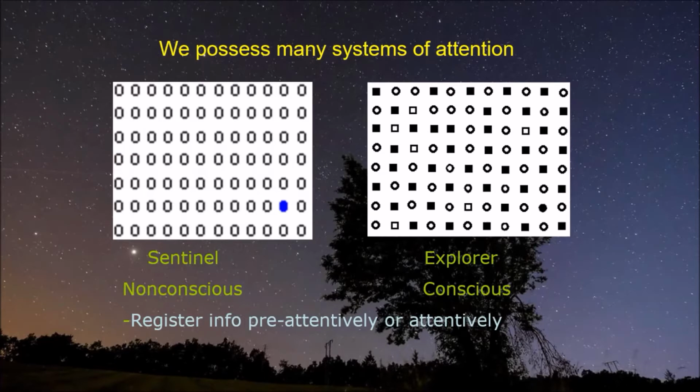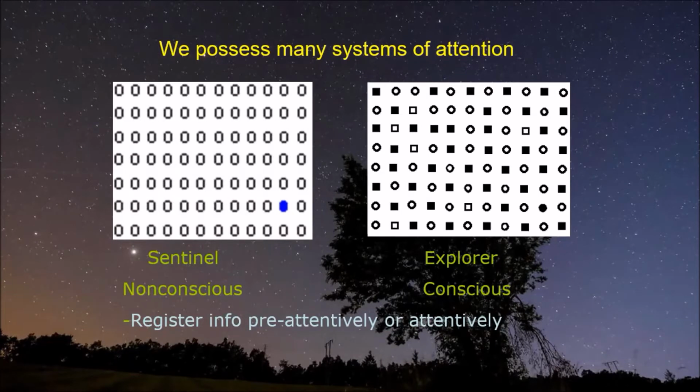The sentinel system is the one that immediately detects that blue dot, immediately sees it. It doesn't take a moment to see it. The sentinel system is non-conscious, registers things in parallel. You could even call it pre-attentive, pre-conscious. Well, then we have the explorer system where we consciously have to direct our attention.